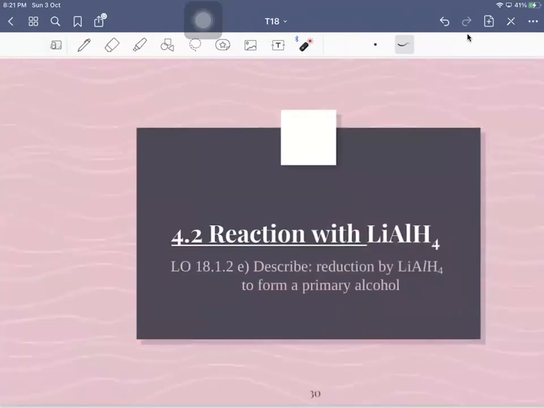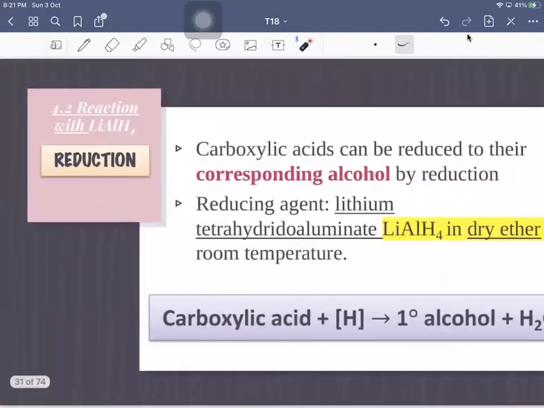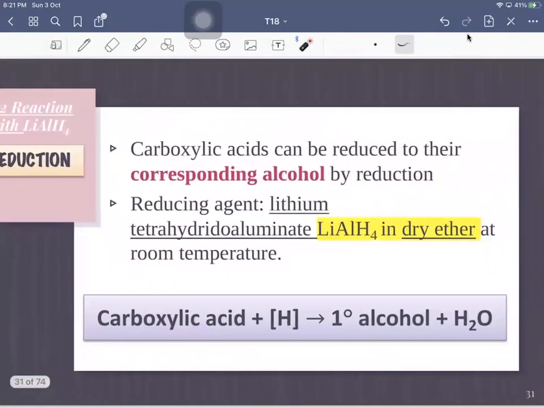Next is reaction with lithium aluminium hydride to form a primary alcohol. So basically this is just the reverse of the oxidation of primary alcohol. Carboxylic acids can be reduced to their corresponding alcohol. Now in questions, you have to specify the type of alcohol. You don't just answer alcohol. You need to say if it's primary, secondary, or tertiary. And as a matter of fact, carboxylic acid can only be reduced to primary alcohol.